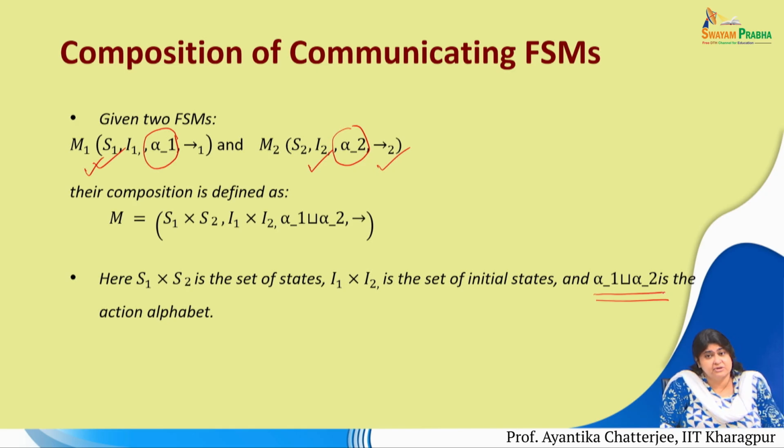Maybe or maybe not, there are some common actions. If there are some common actions, there will be some transitions defined on those common actions. If there are no common actions, totally disjoint, then we will go with arbitrary interleaving. This is how the representation works.